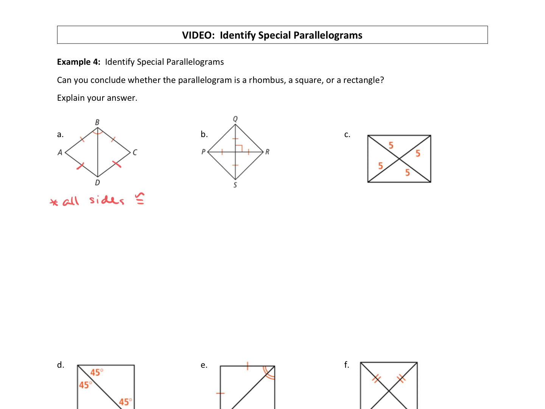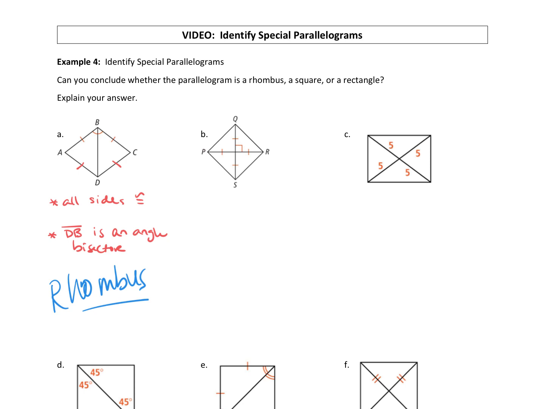What else do we know? We know that BD, or DB, however you want to say it, that diagonal is an angle bisector. If we're bisecting that angle, this makes this parallelogram a rhombus. So when it says explain your answer, that's what we're doing right here. We're saying here's what we know, and because of this, we have a rhombus.